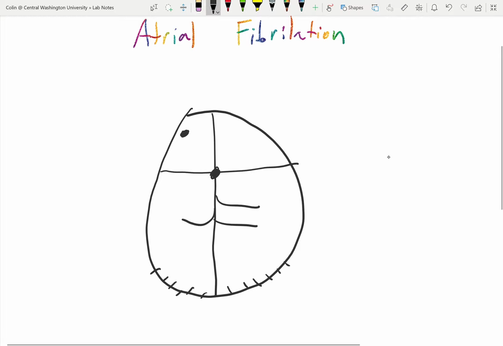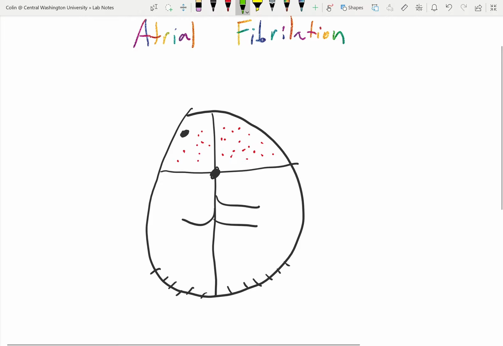So not only is the SA node beating like it should, but all these other little points that I'm going to draw here randomly in the heart, they're all saying beat as well. And the heart can't distinguish between whether the SA node here is saying it or whether this piece over here is saying it. It doesn't know. And so, the heart listens every time someone yells beat. So in atrial fibrillation, all across the atria, different parts are saying beat.